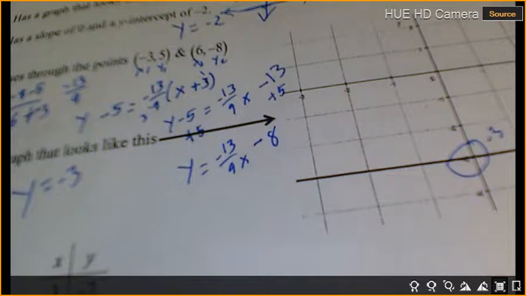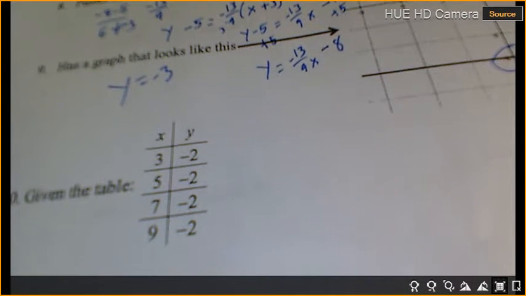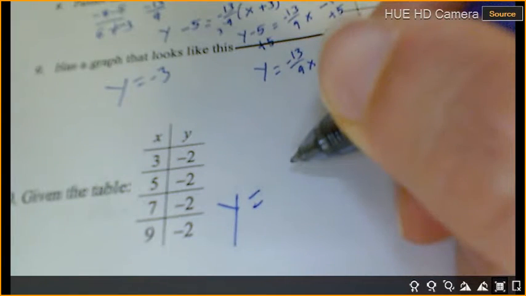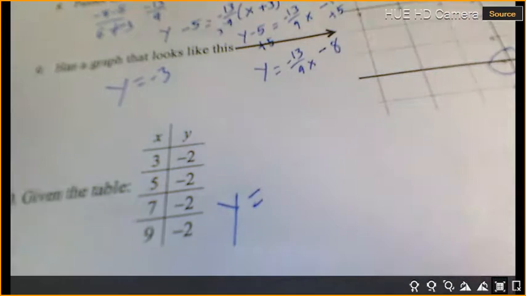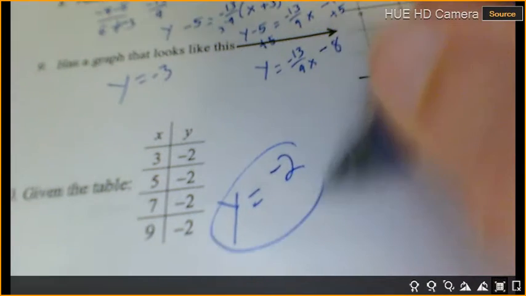Okay, last one. Is that for number 9? Yes. Here's the last one. You see that table? What are all the y's equal to? So what should the equation be? What are all the y's equal to? So what should y equal? Yes.